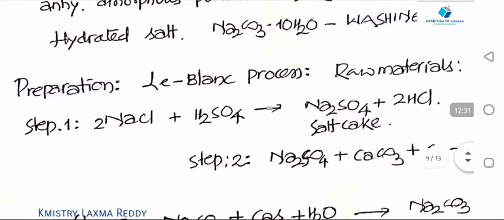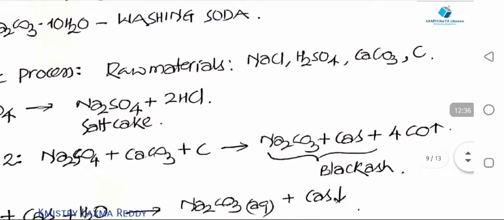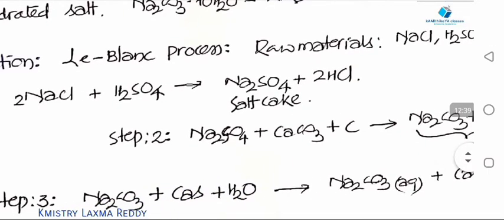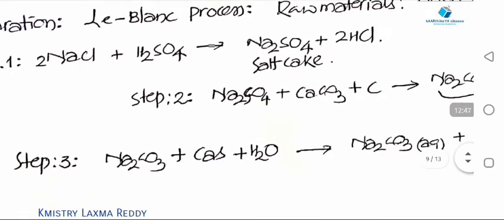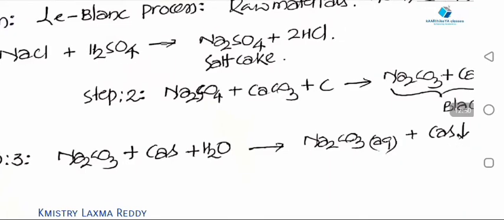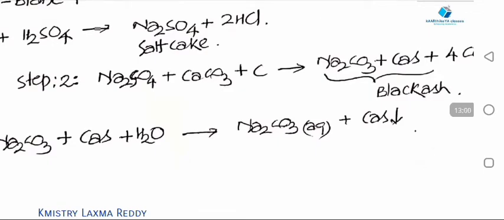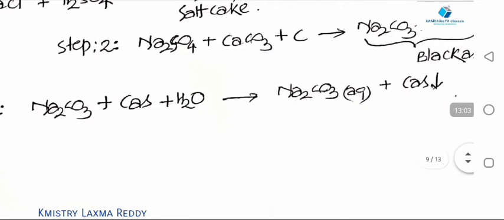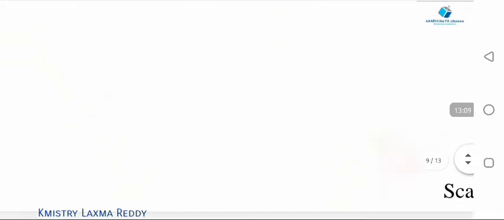Preparation, Leblanc process. Raw materials are sodium chloride, H2SO4, CaCO3 and coke. Nowadays these are asked in exams. What happens? NaCl reacts with H2SO4 to form salt cake, sodium sulfate. This sodium sulfate reacts with calcium carbonate and coke powder to form black ash. Black ash is a combination of Na2CO3 and CaS, which is further hydrolyzed to get Na2CO3, and calcium sulfide is precipitated.